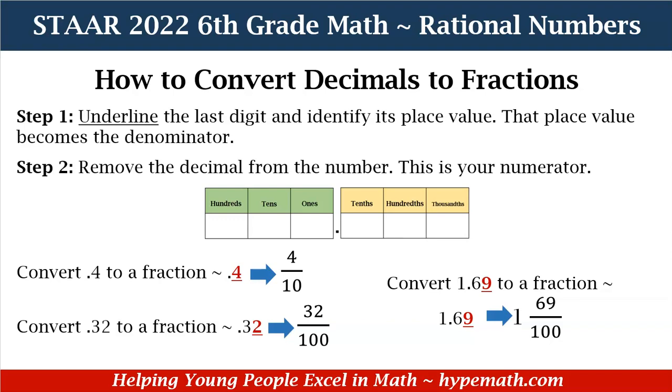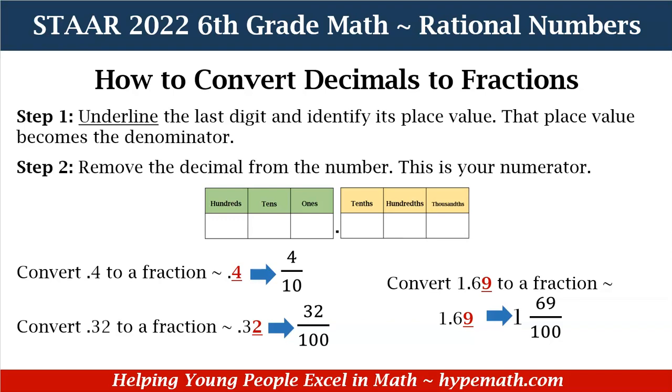We're going to drop that decimal, and 32 will become our numerator. Lastly, we're converting 1.69 to a fraction. Now, our whole number is going to stay the same. We are just going to focus on our decimal value.